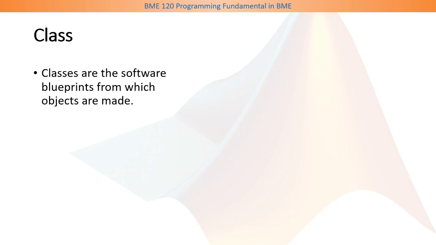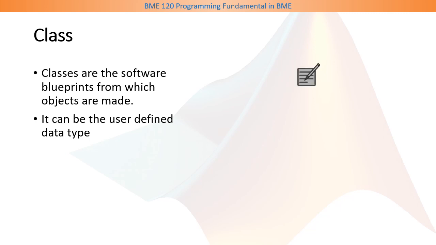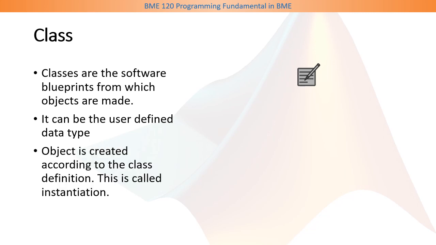Before you use a data object, you need to define the class first. Classes are the software blueprints from which the objects are made. It can be the user-defined data type or the MATLAB-defined data type. So this is the blueprint of an object. We call it classes, or we can consider it as a data type.